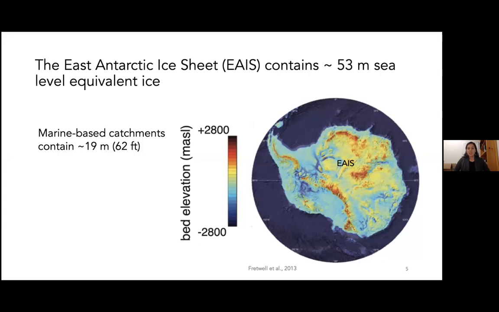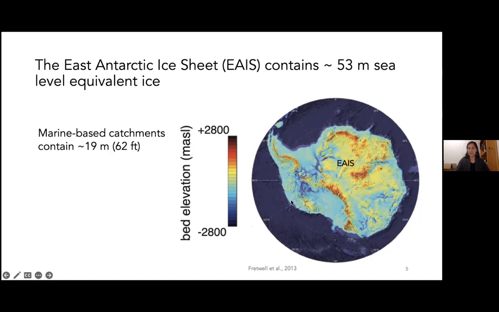The East Antarctic Ice Sheet, EAIS for short, contains 53 meters of sea level equivalent ice, meaning if you melted all that ice, that's how much sea level would rise. Of that 53 meters, 19 meters, or about 62 feet, is contained in marine-based catchments of East Antarctica. And you can see, in this figure from Fretwell 2013, the blue colors are associated with submarine catchments. So you can see that there's quite a bit.